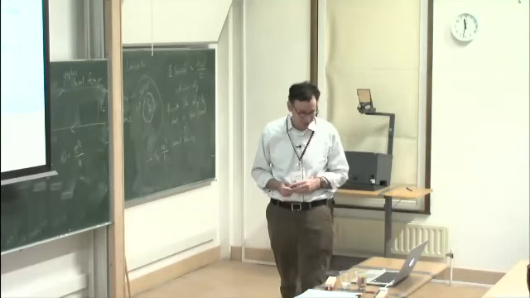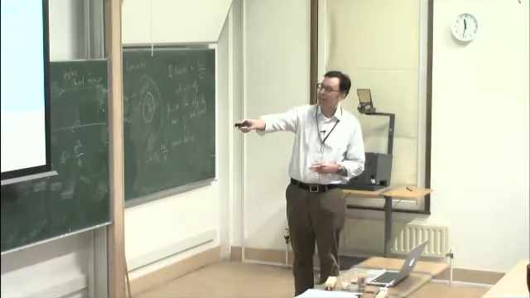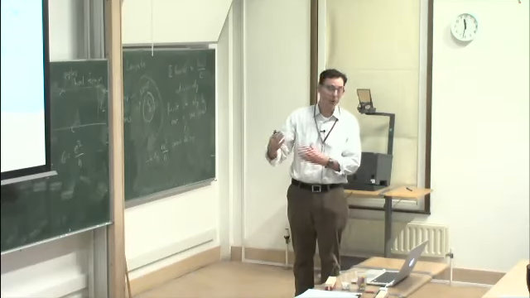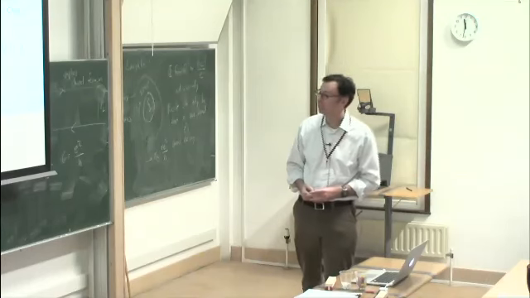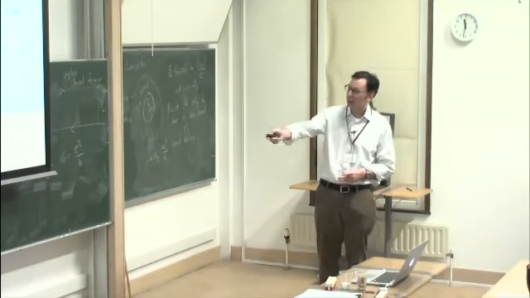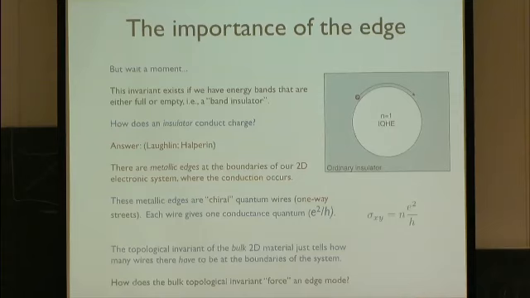Now, one question you might have: for this to work, all my bands need to be completely filled or completely empty, which is what we call a band insulator. There are no partially filled bands at the Fermi level, which is what we call a metal. So how does this actually conduct charge? And that is the idea of these edge states, that what the topological invariant really means in physical terms, and we're going to give an argument for this in Chern-Simons theory in the second lecture based on work of Witten, Wen, and others.